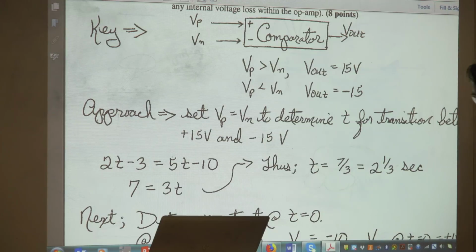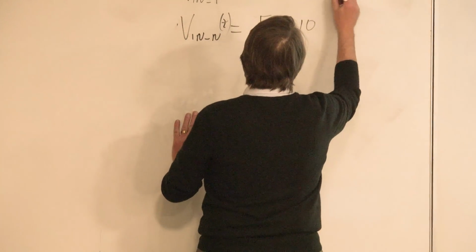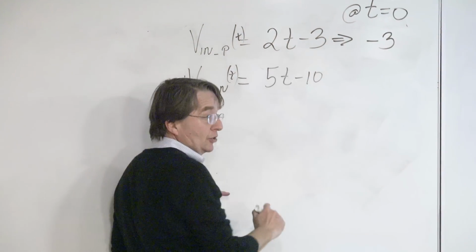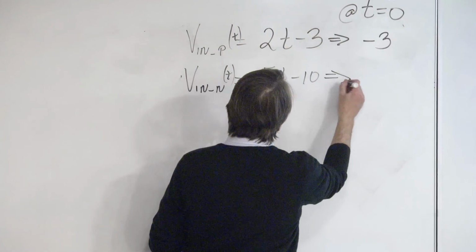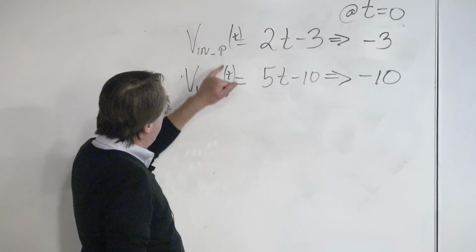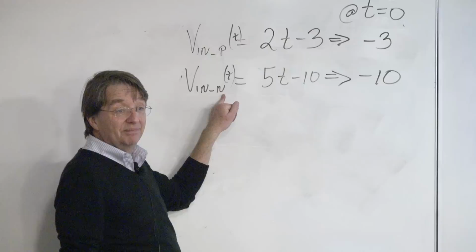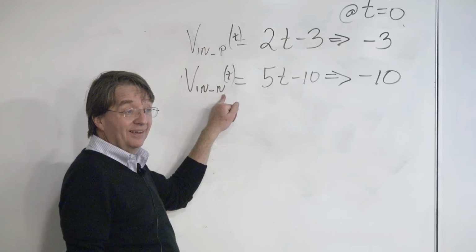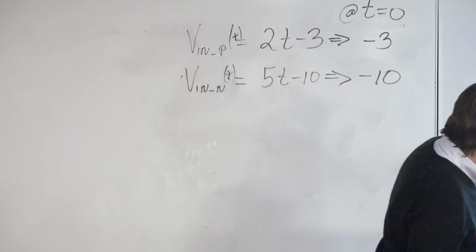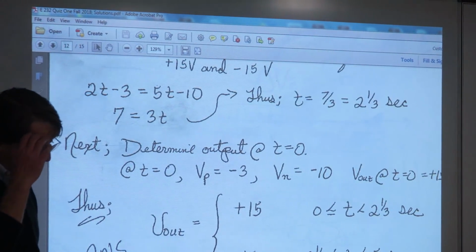Exactly. Good. Plug in t equals 0. So what do I get? At t equals 0, this becomes minus 3, right? This is at t equals 0, right? This is minus 3. What's the value here? Minus 10. So V positive is a larger number than V negative. Minus 3 is greater than minus 10. So what do we do? We start out at plus 15. And what happens at 2 1/3 seconds? We go down to minus 15.